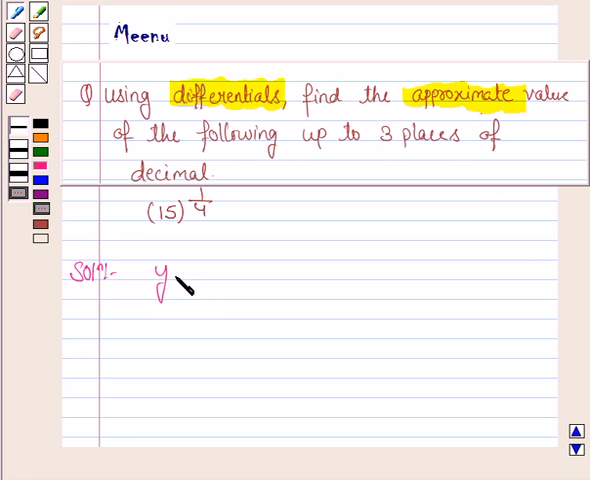And first of all, define y as a function of x. Let's take it to be x to the power 1 by 4, and let x be 16. Here we choose x in such a way so that we can easily find out its fourth root, and we know that we can very easily find out the fourth root of 16, that is 2, right?